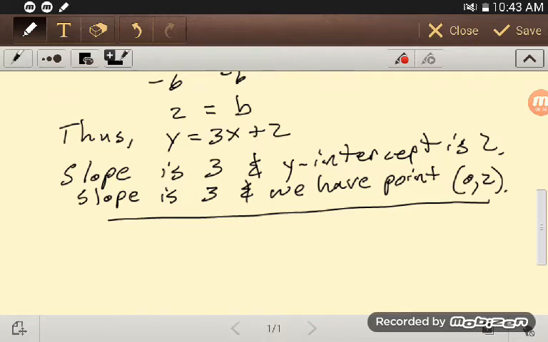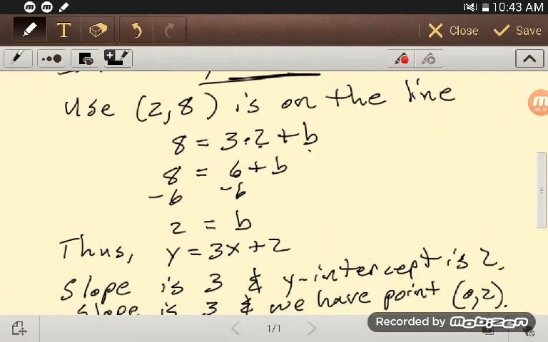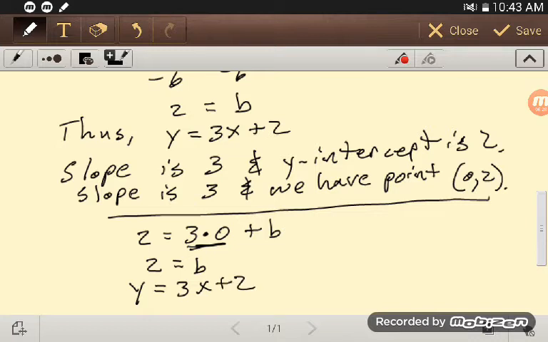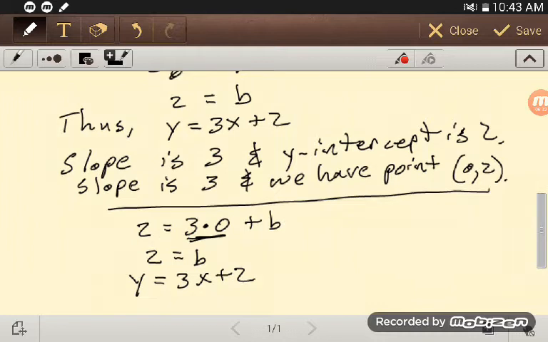Now, if we use this previous technique, I'll put in 2 for y, 3 times 0 for x, plus b. But notice what happens if I use the y-intercept: x is always 0, so I just get 2 equals b, and just like that, I know that y equals 3x plus 2. And so I can get it very quickly that way.